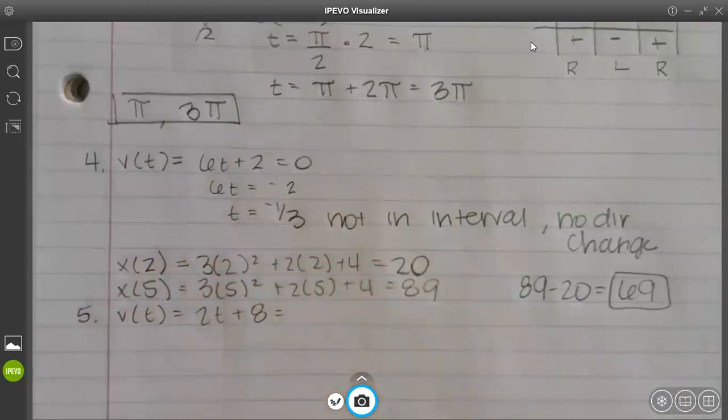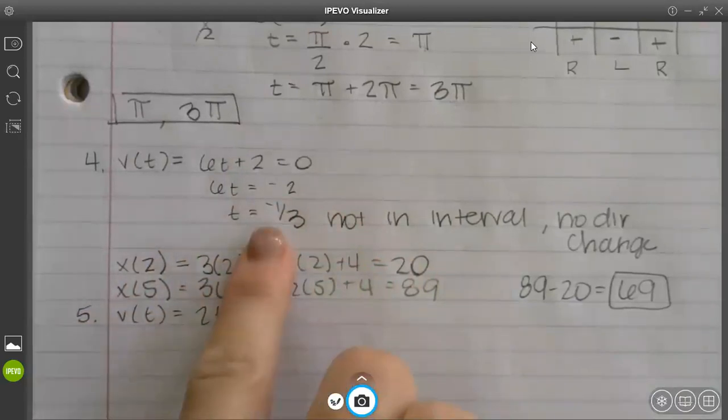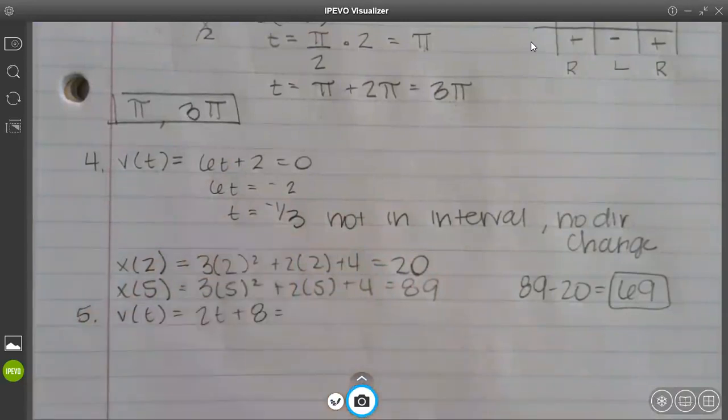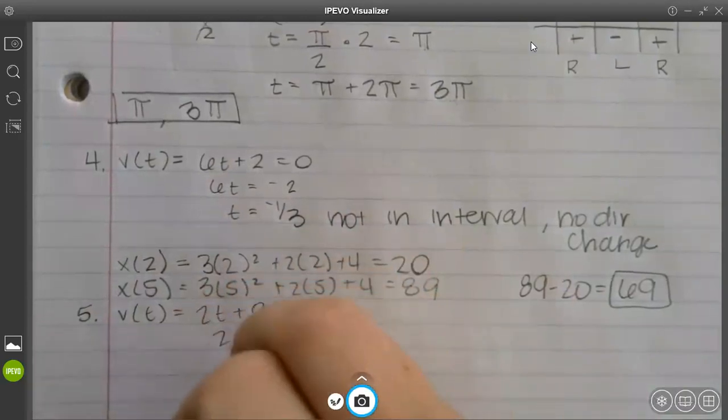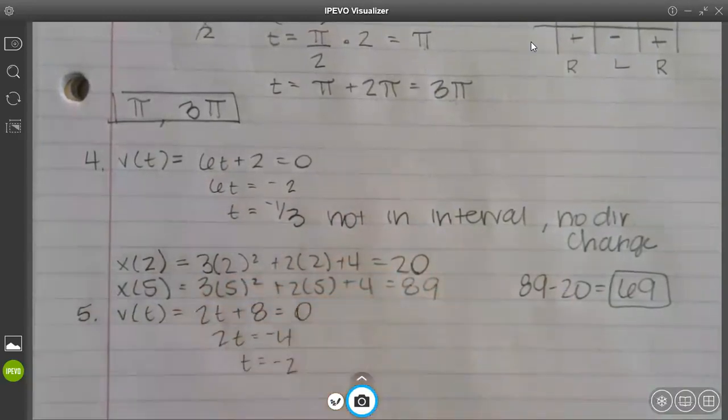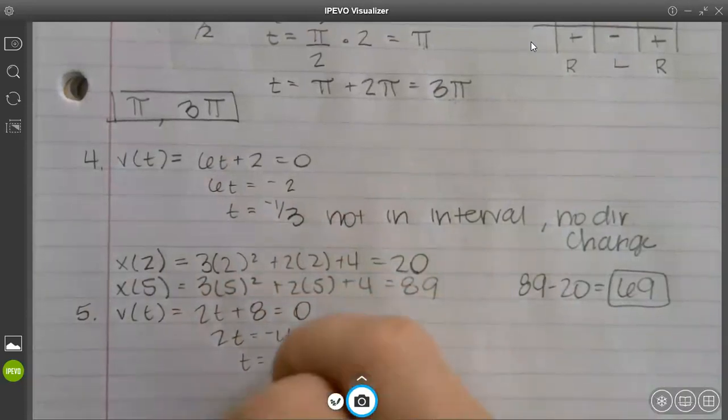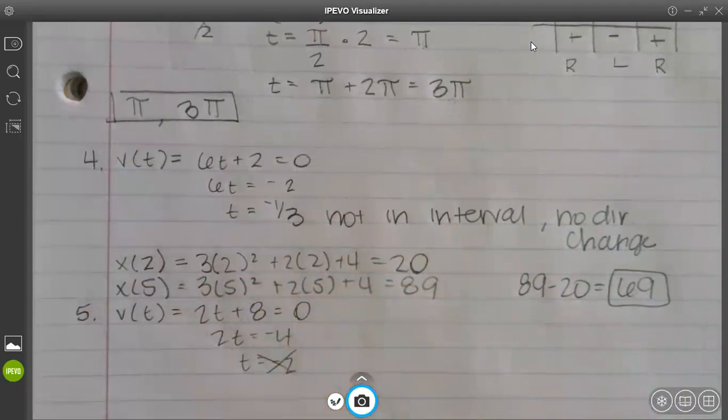It also gives you that t has to be greater than 0. Same thing on this one. T was supposed to be greater than 0. This one is less than 0. So again, 2 reasons that it's not happening. All right, set it equal to 0. I get 2t equals negative 4. T equals negative 2. Can we use that? Nope. So we're not worried about that. So now use your numbers in your original to find both positions and then subtract them.